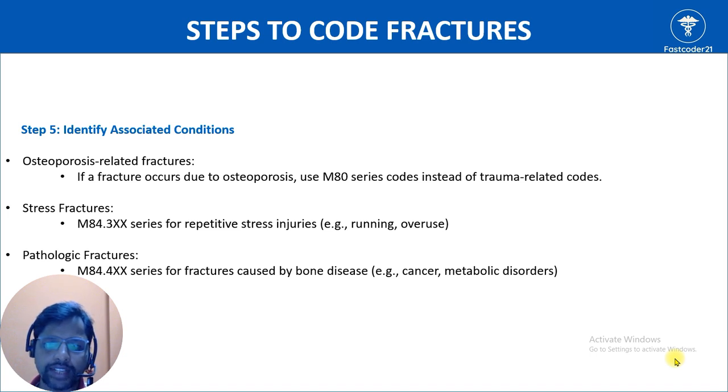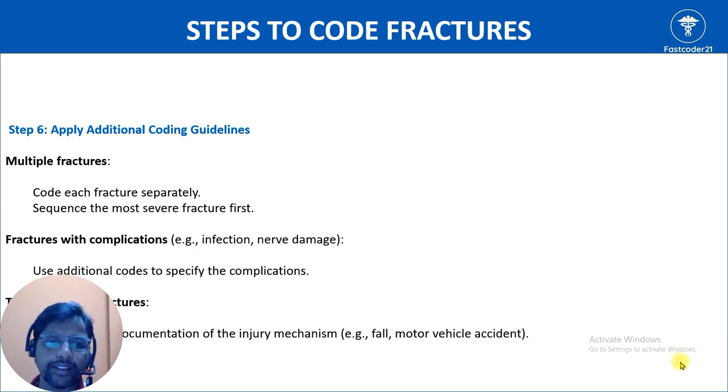Next one is pathologic fracture. Most of the time these pathologic fractures are due to osteoporosis, cancer and metabolic disorders. So you need to use the M84.4 series for fractures caused by bone disease. So what is osteoporosis here? Softening of bone is called osteoporosis. Here the bone becomes porous. Next one is step 6. Last one is step 6.